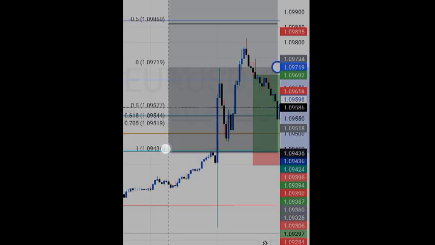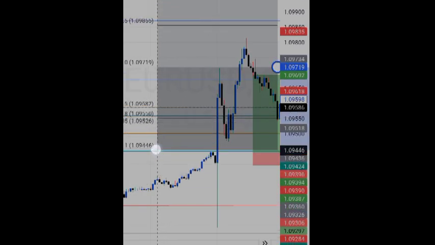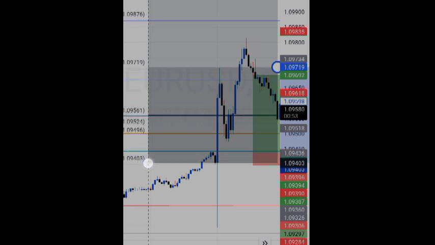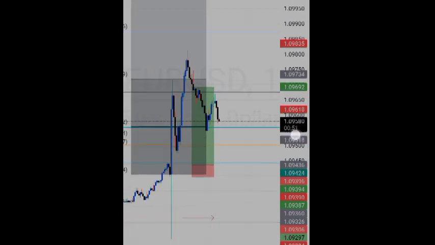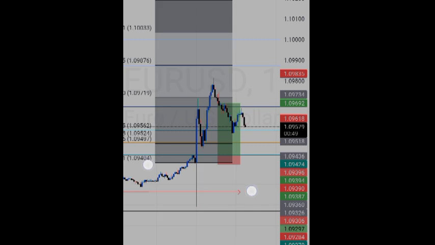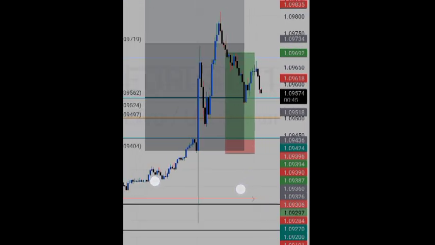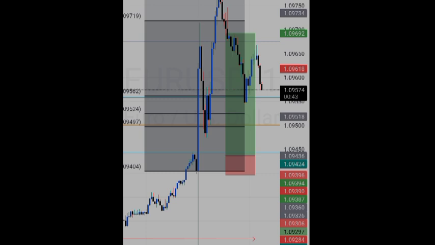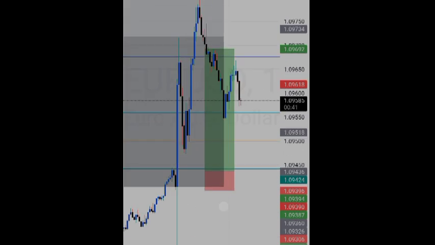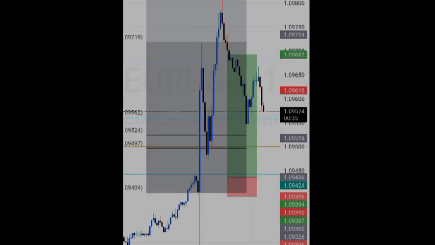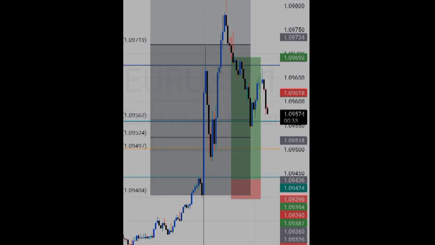I adjusted it to the body. And you can see I adjusted it to the body. And you can see price entered into what? The 50% level and almost into the 60% level, even collapsed inside it and ran up.